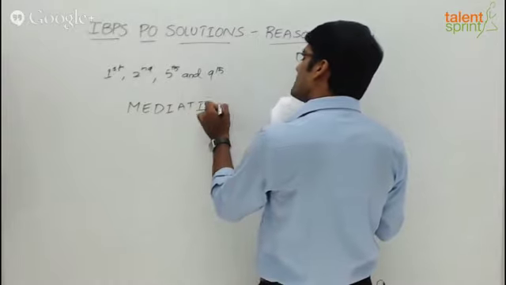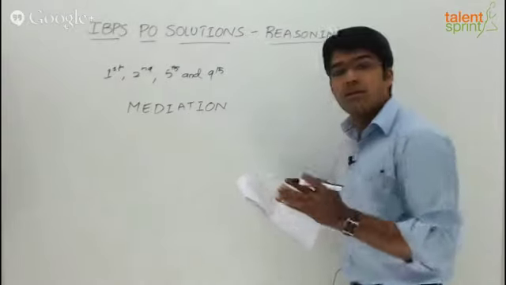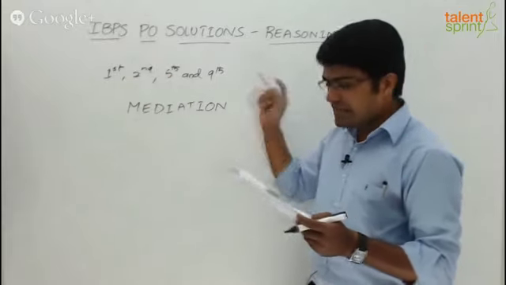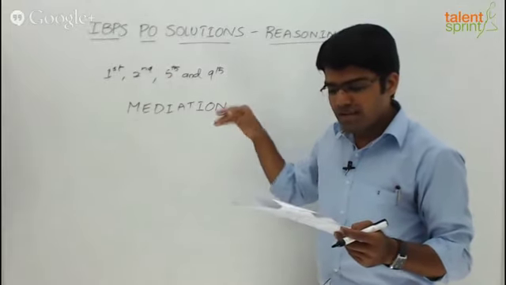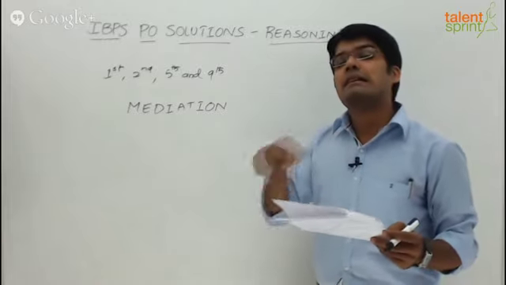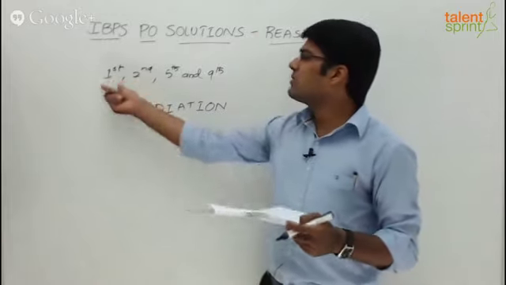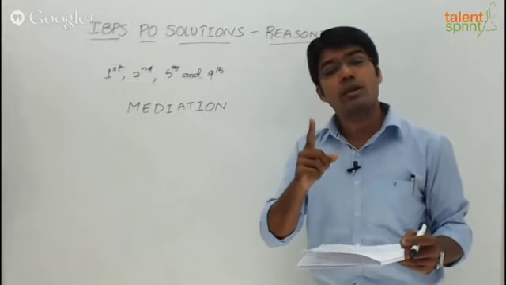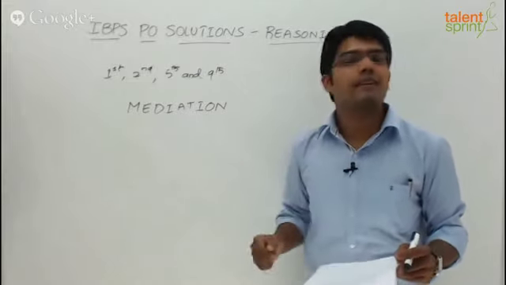Now the question says, if it is possible to make only one meaningful word with the first, second, fifth, and ninth letters of the word mediation, which of the following will be the third letter of the word? So first, pull out these letters from the given word and try to make meaningful words. If it is possible to make only one meaningful word, which is the third letter of that word?